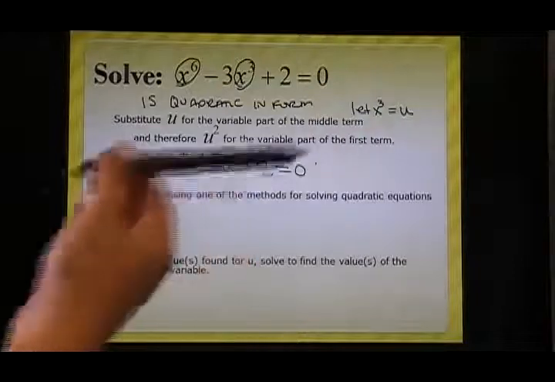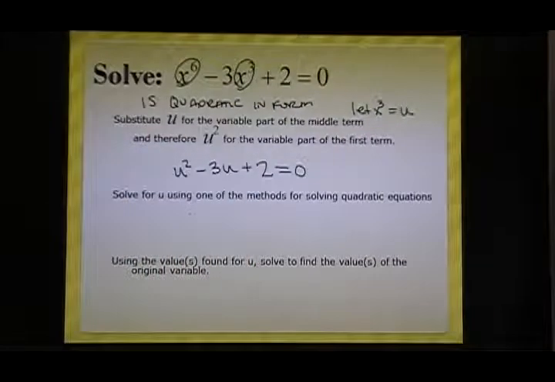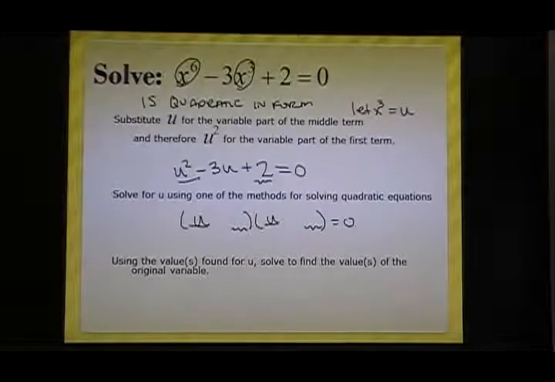I can see that this is something that's easily factored, so I'm going to go ahead and do my factorization. If I factor, it has to be that the first times first is equal to the first, so u and u. This guy times this guy has to give me positive 2, and my inner and my outer have to add to negative 3.